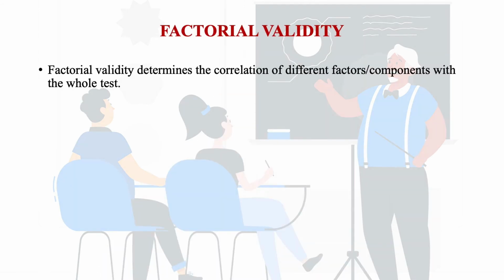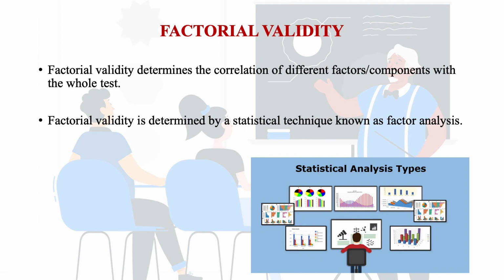And further, the last method, that is the factorial validity. Factorial validity is also another important method of determining validity of a test. Factorial validity determines the correlation of different factors or components with the whole test. Factorial validity is determined by using statistical techniques known as factor analysis. So you have to analyze the factors, what are the different factors in a test and what are the different factors that contribute to the result.